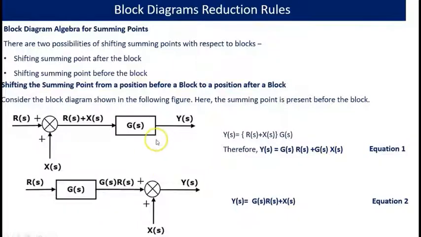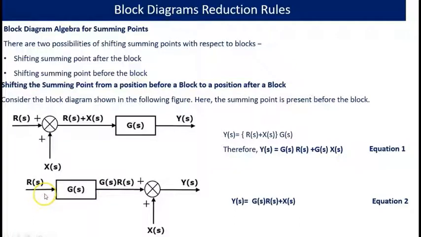That is one equation. That is the original output, y of s. Y of s is equal to R of s plus x of s into g of s. Why is it so? The transfer function g of s is equal to y of s by this. So y of s is equal to this much.